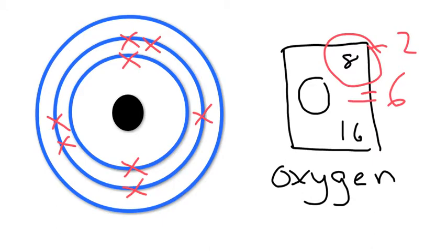We can write it as what's known as an electron configuration. An electron configuration just shows us how many electrons are in the first, the second, and if there are more shells, the third and the fourth. In this particular case, we can write the electron configuration as 2.6. This tells us there are 2 electrons in the first shell and 6 electrons in the second shell.